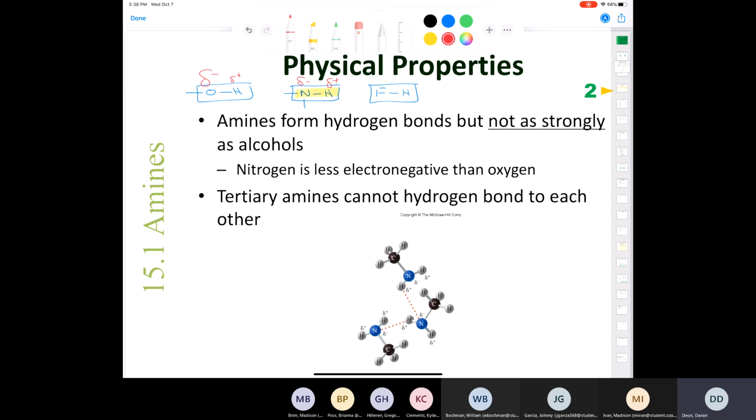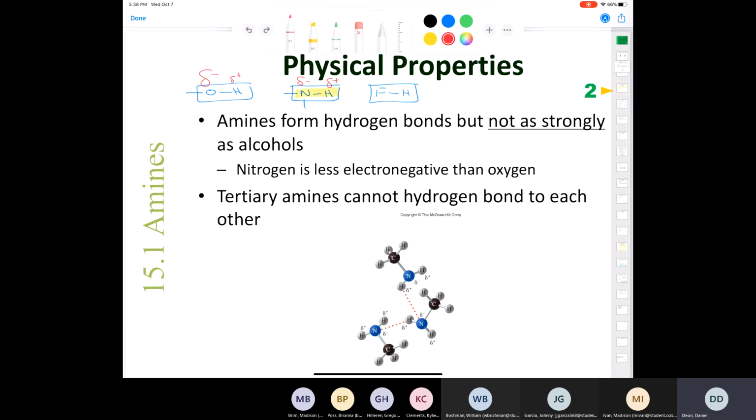You can see all the delta pluses and delta minuses are written in, and we have a couple of hydrogen bonds represented here and here. Now, if you're wondering, could I throw another molecule of that amine in there? Absolutely, you could. You could draw more hydrogen bonds. Okay. It also says that tertiary amines cannot hydrogen bond.